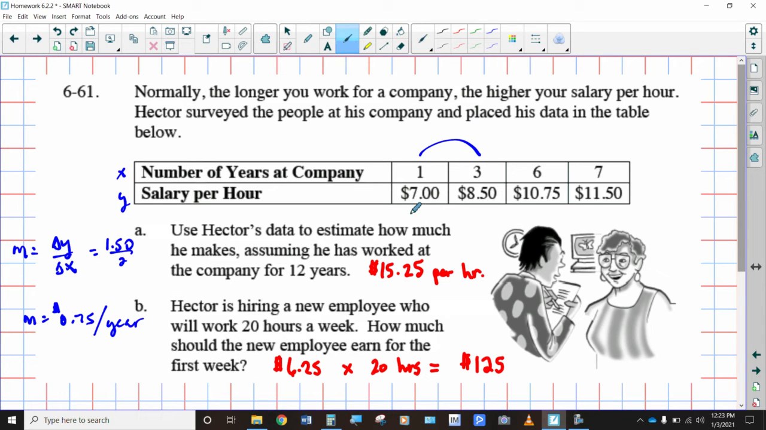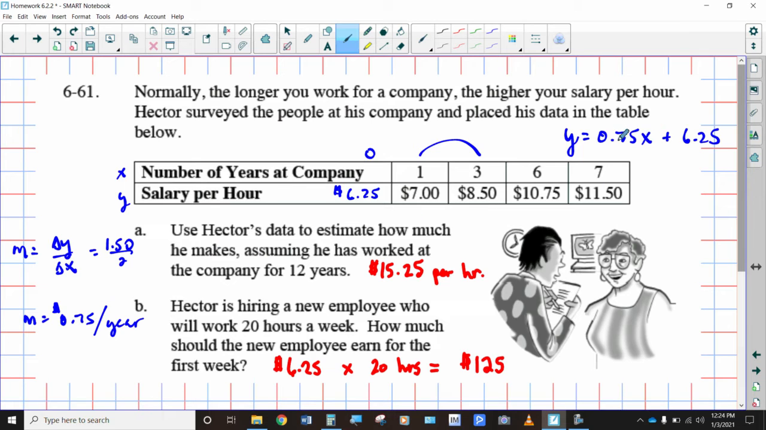for the growth rate. Okay, so if we work backwards, that means that when they were hired, they must have made $6.25. Right? So every year it increases by 75 cents. Do we see that 75-cent growth there? Yes. 75 cents plus $10.75 is $11.50. Okay. So our rule must be Y is equal to 0.75x plus 6.25. Every year working, they get a 75-cent raise, plus the original starting wage was $6.25.